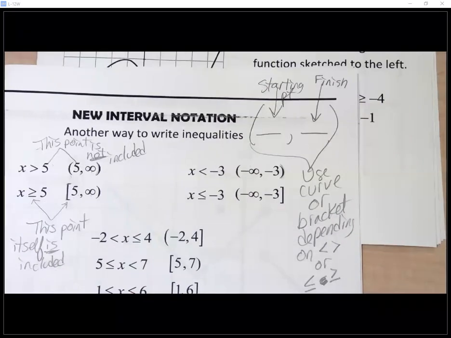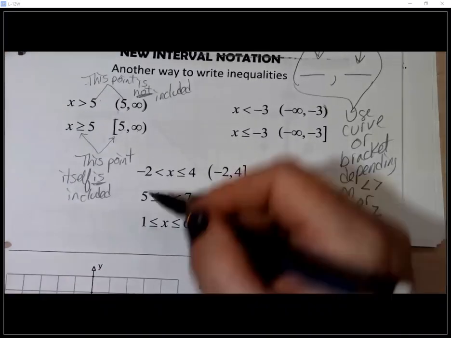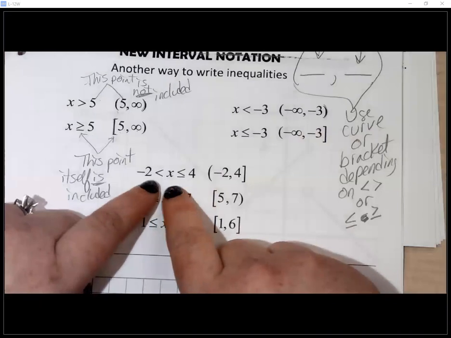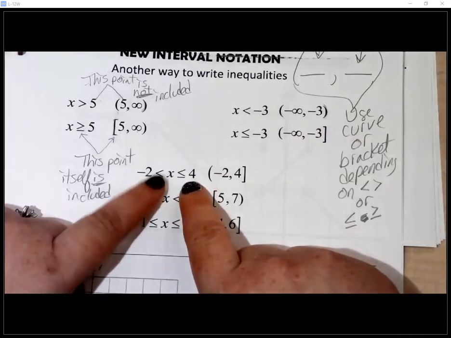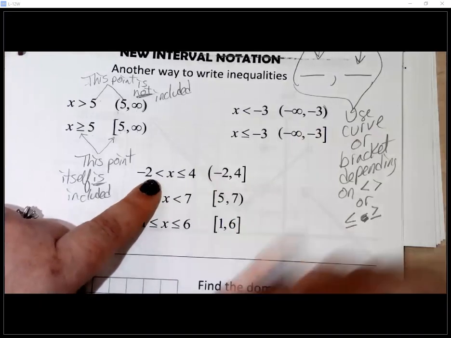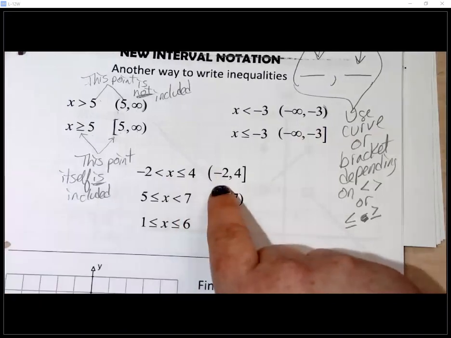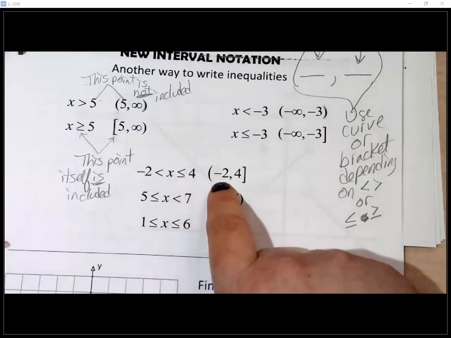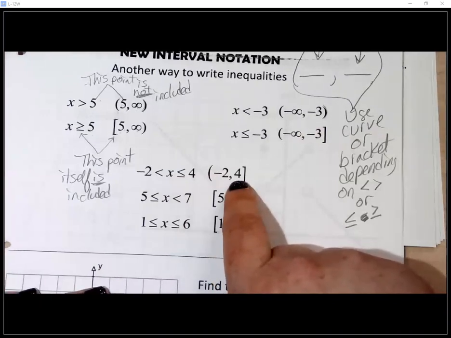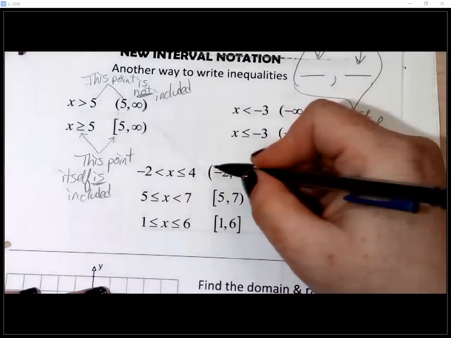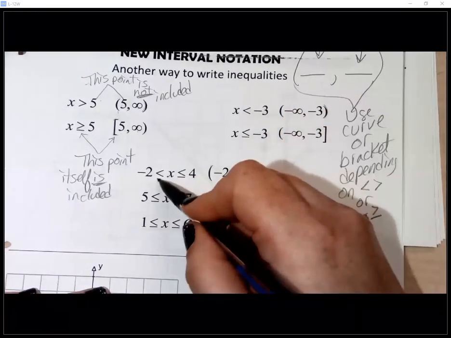Let's take a look at some of these. What if I have a graph that only exists between -2 and 4? I have numbers that are greater than -2, but I don't include -2 itself, and I go up to 4. Well, the first number is where I'm starting. As I'm going from left to right, the smallest I have is -2, and then I'm going to end up at 4. Notice the curve and then the bracket, depending on if I have the or equal to bar or not.